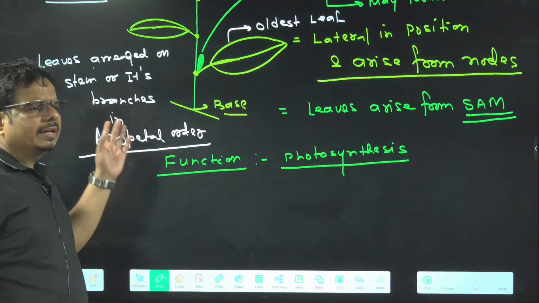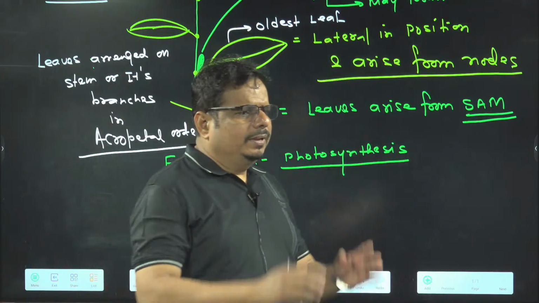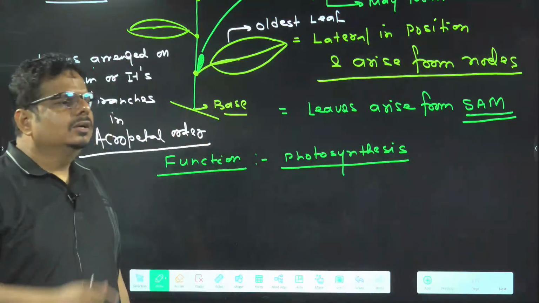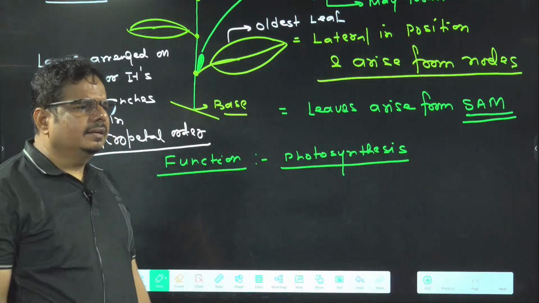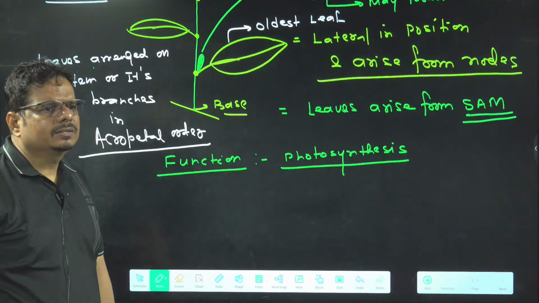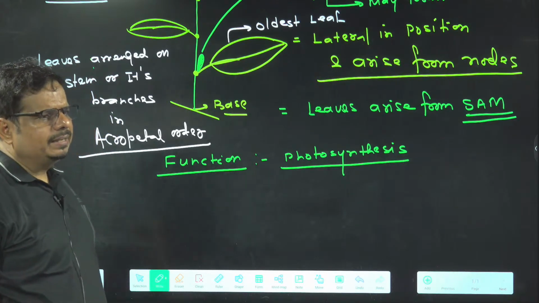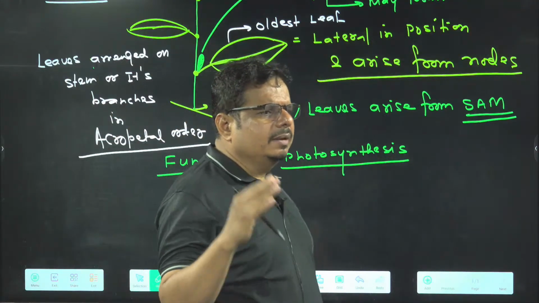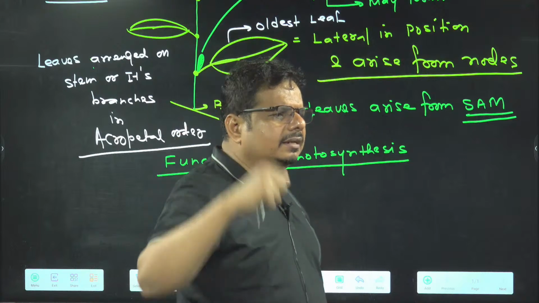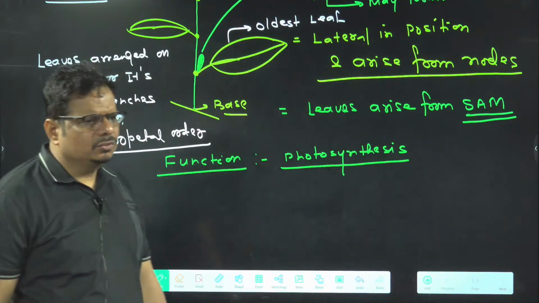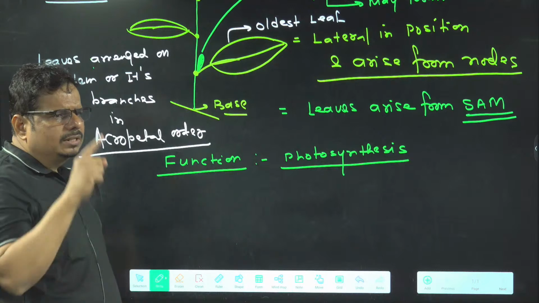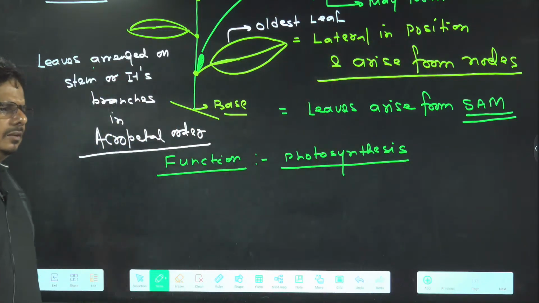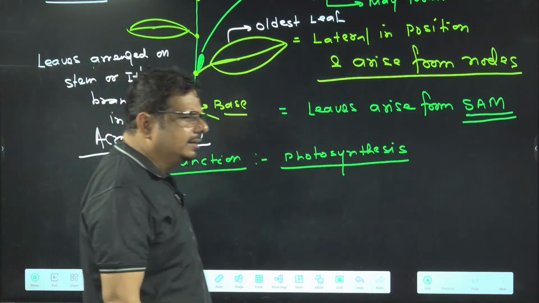It is also applicable for flower. When old leaf or flower is present near the base and new is present near the apex, such particular arrangement is called acropetal arrangement. Is it all right? So how are the leaves arranged on the stem or its branches? They are arranged in an acropetal order. Oldest leaf near the base, newest leaf near the apex. So oldest to newest arrangement is like this.